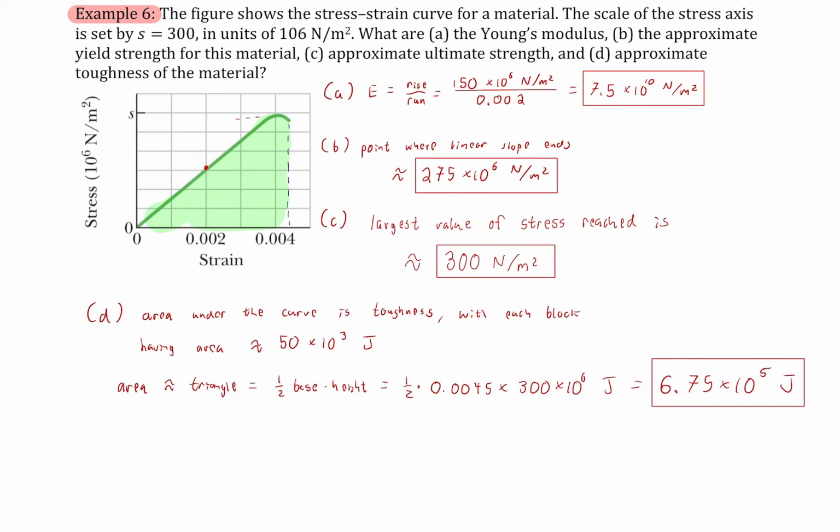So then it's 1/2 base times height. The height we know to be 300 times 10 to the 6, because it's all the way up there. That's one of the values we know. And then we also know this value here, this line, which is why I added it. I said it's 0.0045 because it's a little bit past the 4 line. So there we have it. There is our stored energy, about 675,000 joules for this particular material.